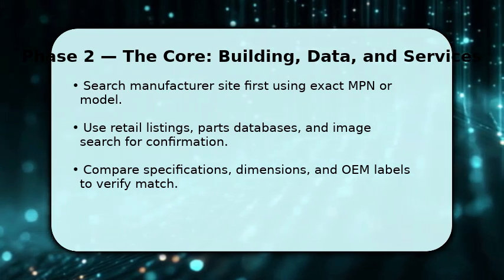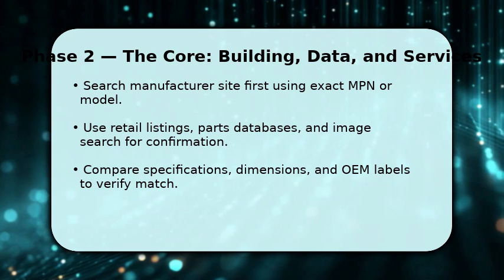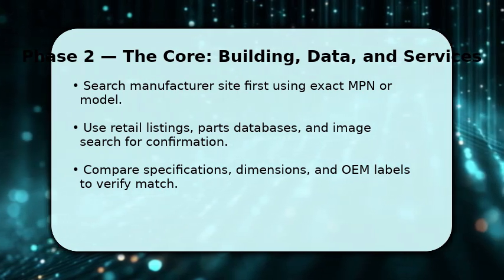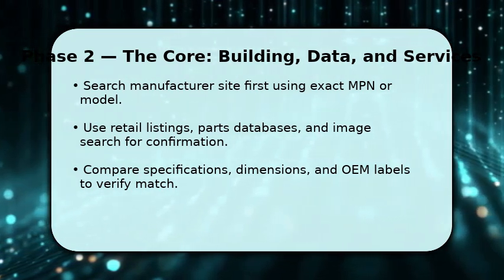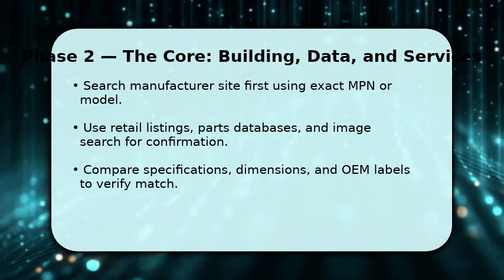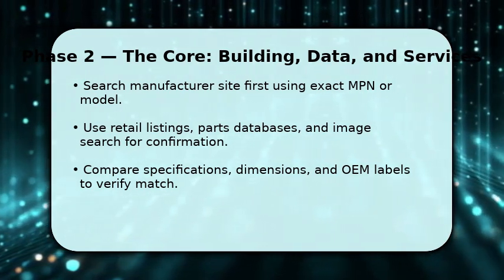Use image search to confirm visual matches. This helps spot rebranded parts. If multiple results appear, prioritize OEM listings or PDFs of product sheets. Taking time here prevents ordering the wrong component, so be thorough.